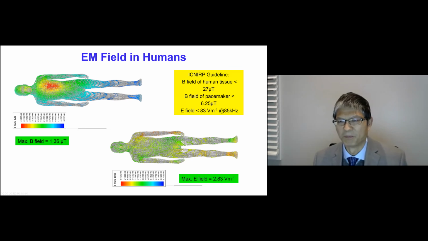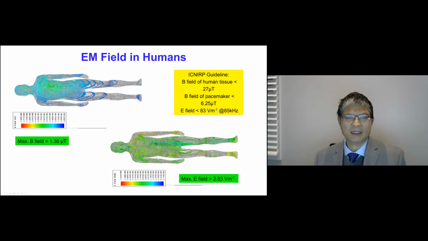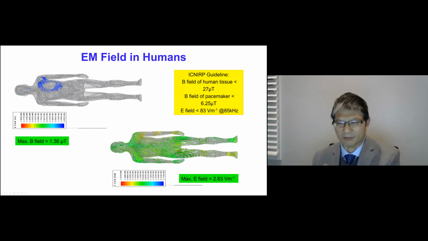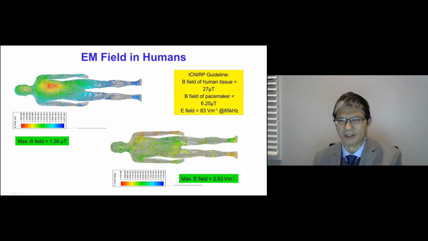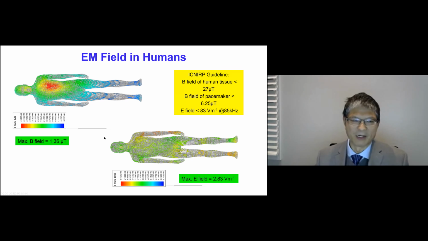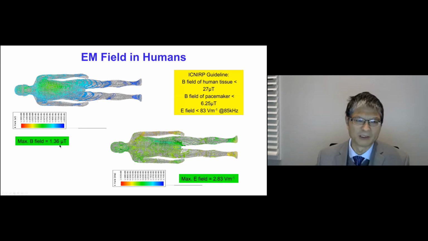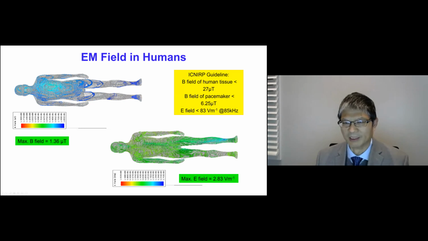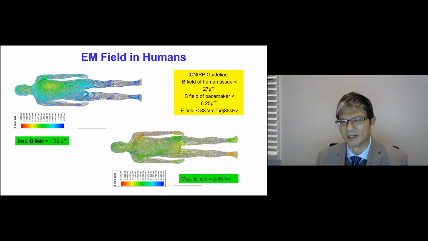This frequency is recommended by the SAE J2954 wireless charging standard. The yellow on the top right corner is the requirement from certain standards. But our system only emits 1.36 microtesla and 2.83 volt per meter, which is more than one order of magnitude less than the standard requirement, which means it's going to be pretty safe.